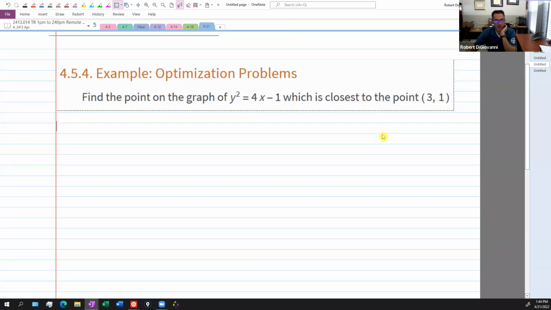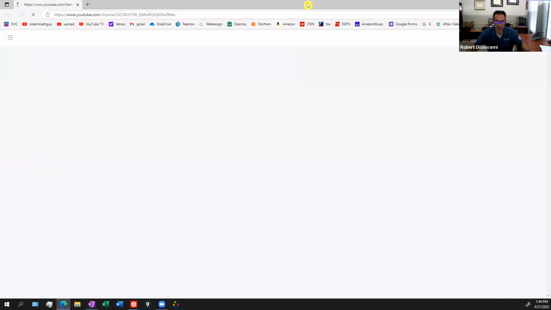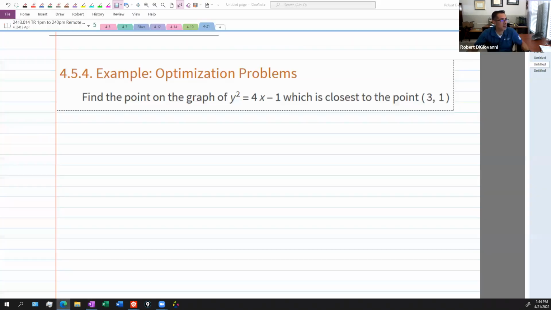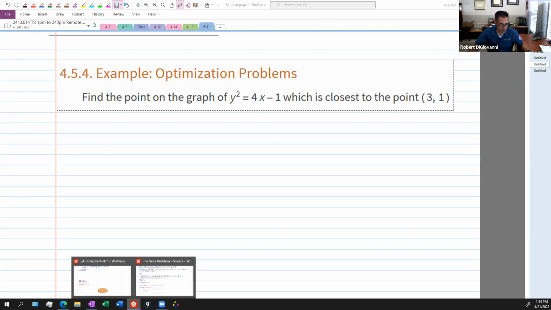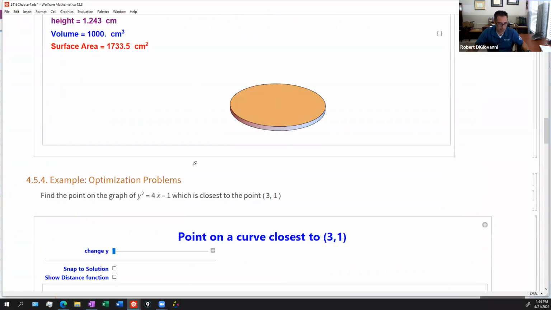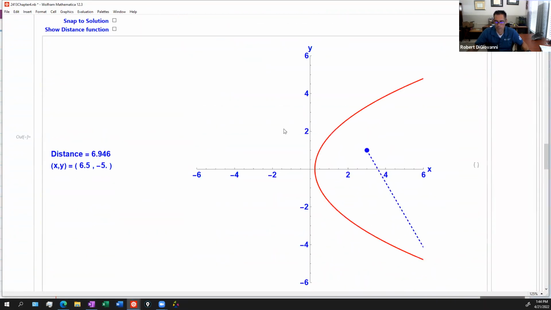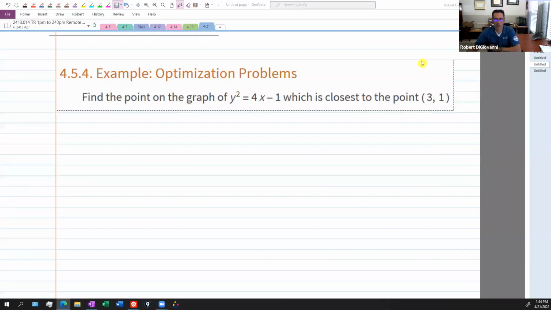Find the point on the graph y squared equals 4x minus 1, which is closest to the point (3, 1). I'll let you jot that down. I'm going to graph this for us so we can see it. Actually, I have it made already, so maybe we should do it that way. There's the problem. I'll put it back up in a minute.